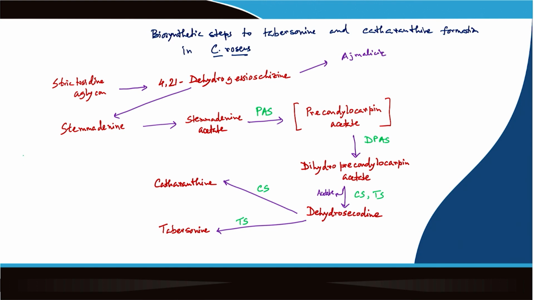so PAS stands for pre-condylocarpine acetate synthase, and DPAS stands for same, dihydro pre-condylocarpine synthase.